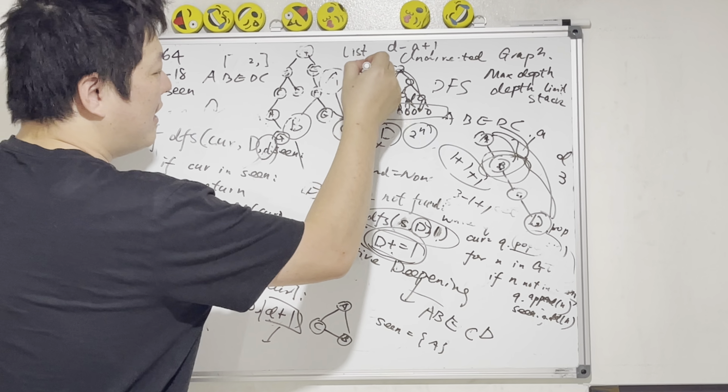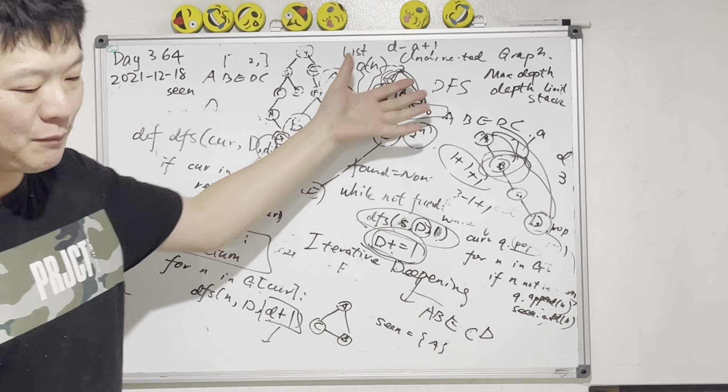So iterative deepening is not faster in speed. I'm talking about the space. The space used by the depth search is less than the breadth search, in some graphs.